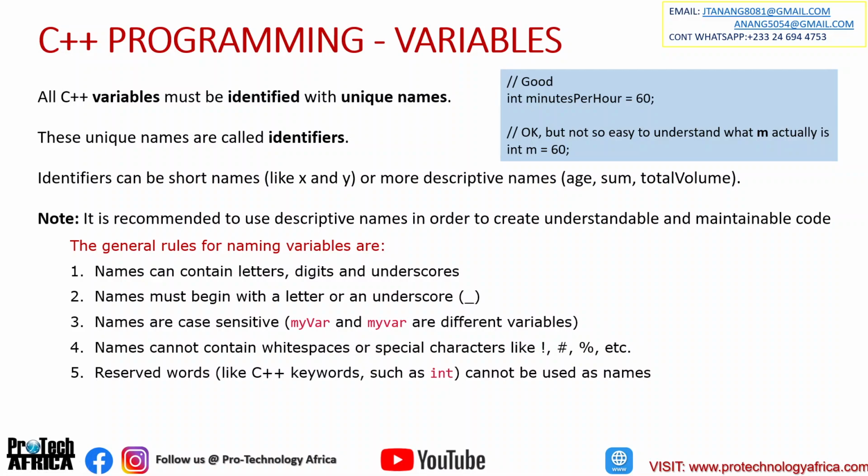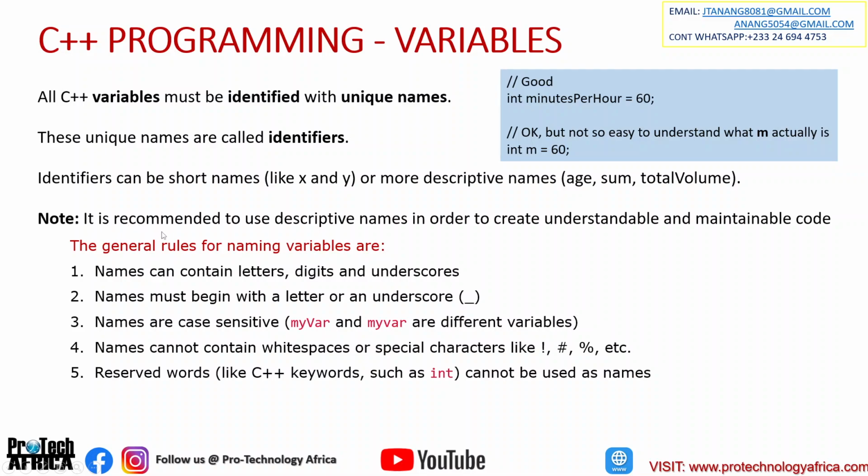So that is that, as I've explained with the concept of int minutes per hour equals 60, and then int m equals what? 60. So over here, the m equals 60 is not giving a clear explanation of the variable, but the minutes per second gives us a clear understanding of that particular variable. So now let us know some of the things we need to consider.